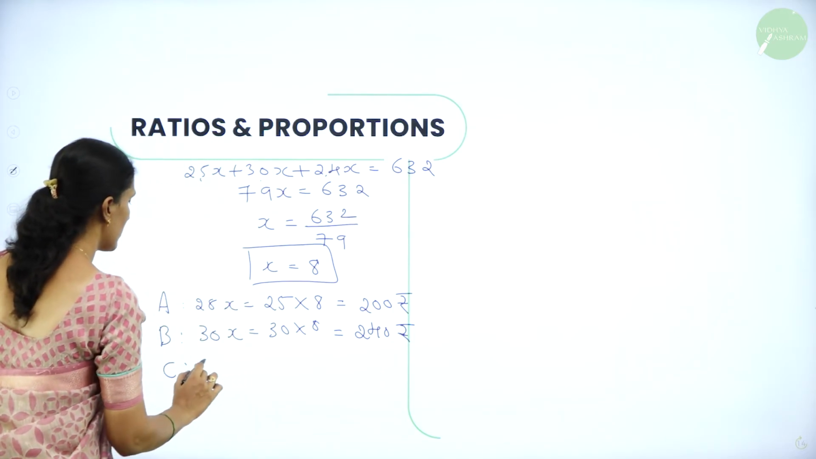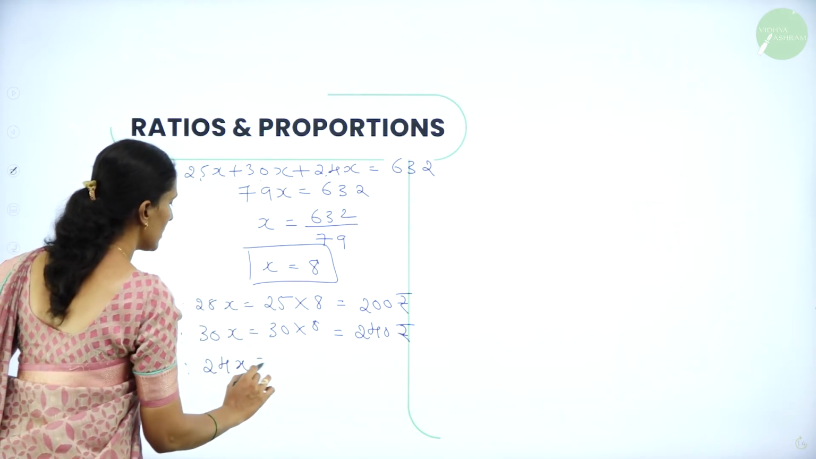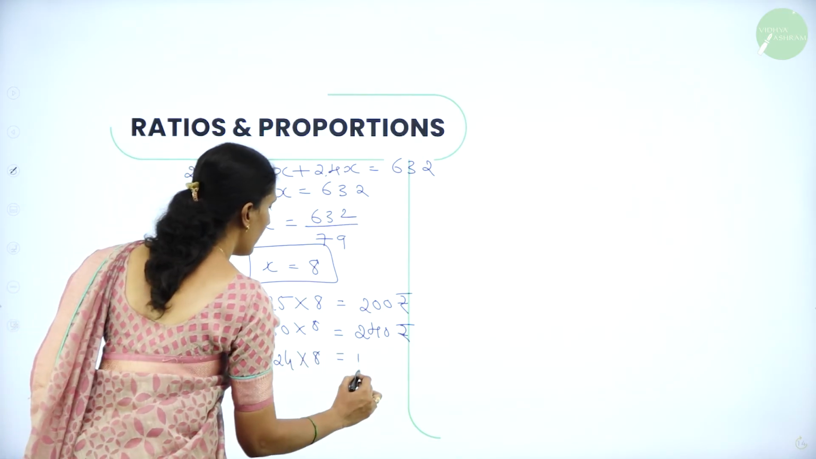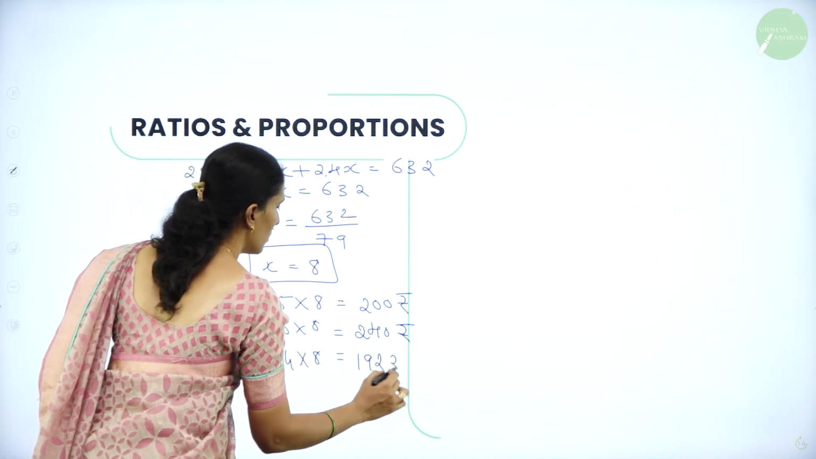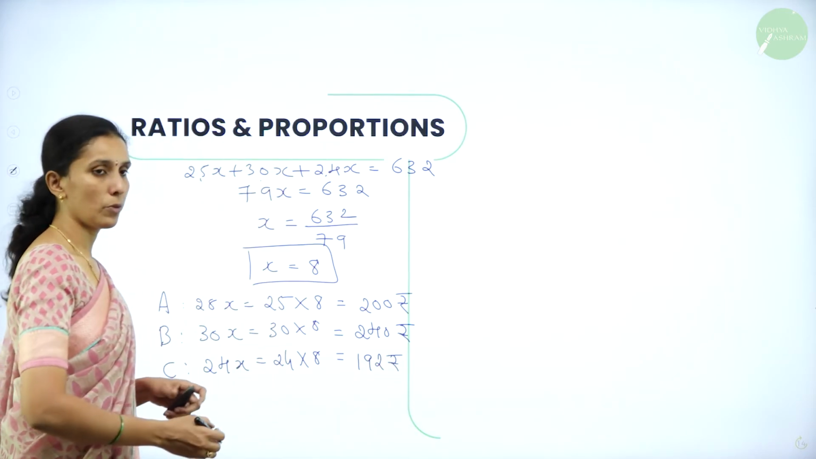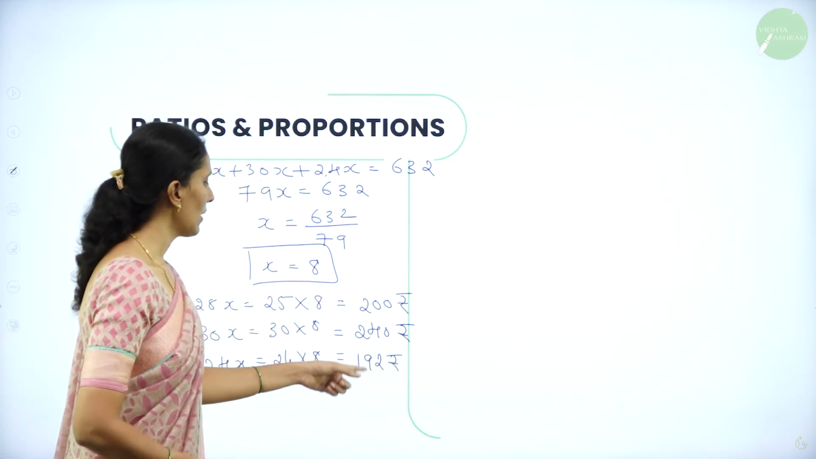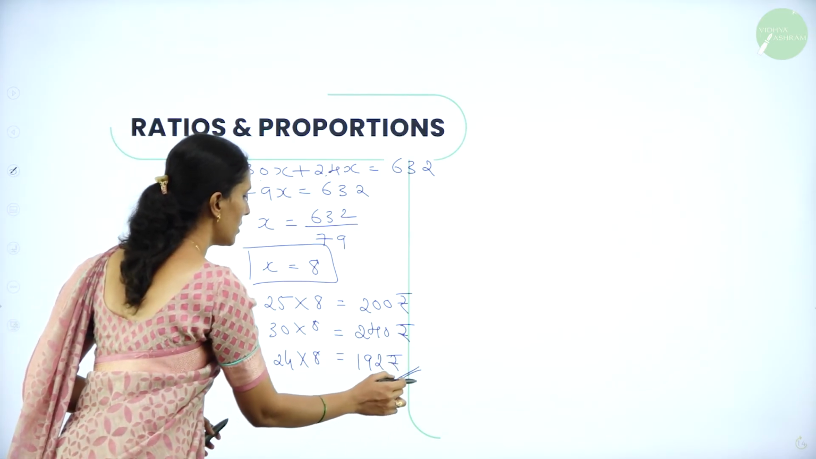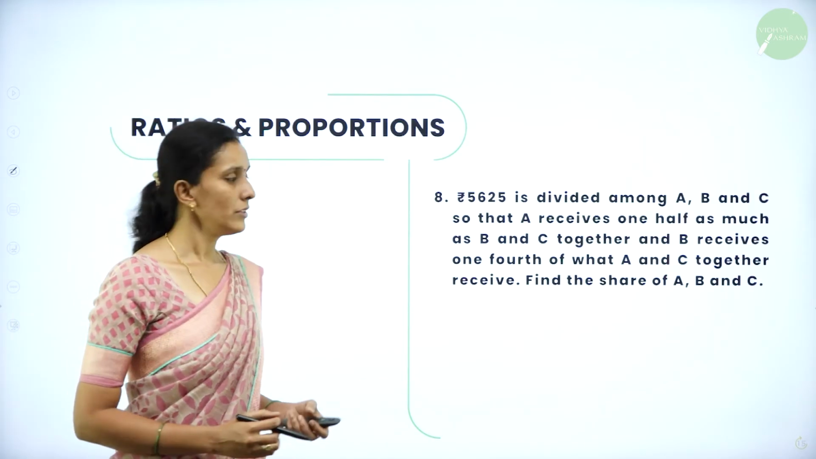Next, C is 24x, that is 24 into 8, which is equal to 192 rupees. So when you add this, you clearly get 632. So this is how we have divided. Next question.